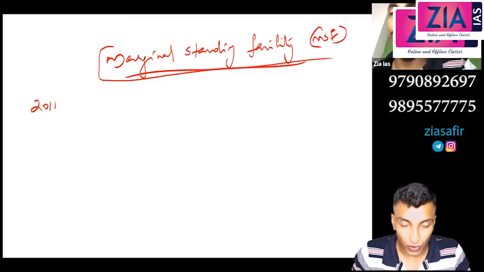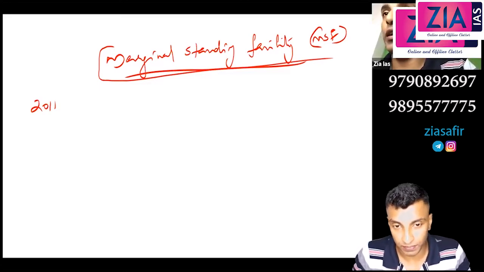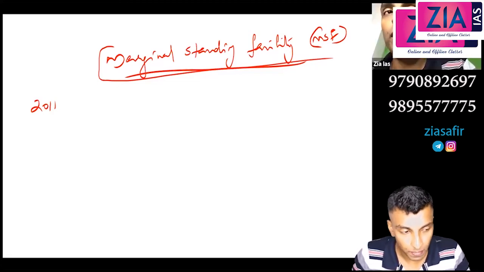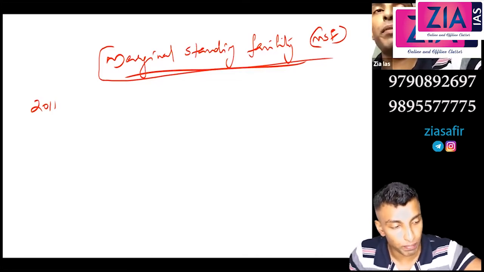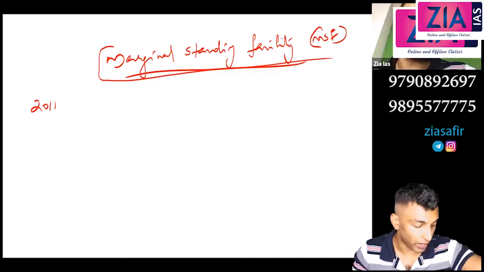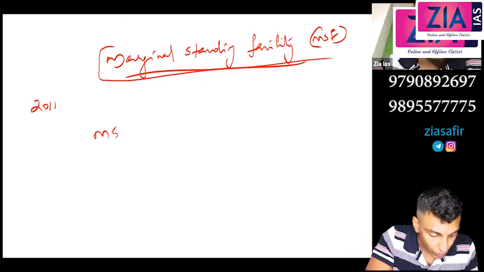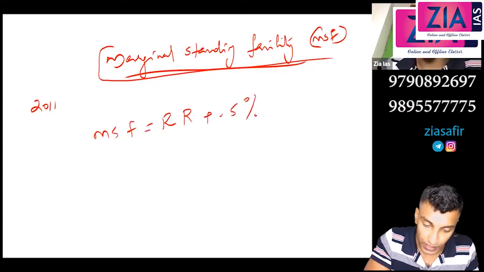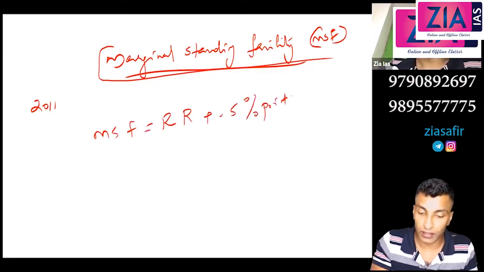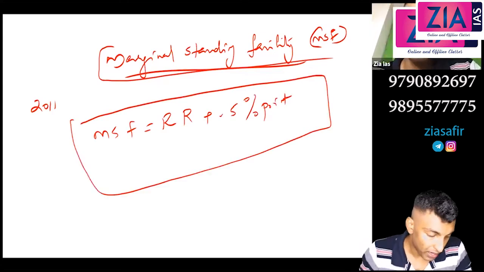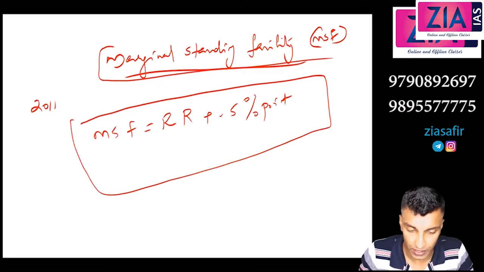So what do you think? Which one will you have to pay more interest on, MSF or repo? So MSF, because you get some relaxation in MSF, right? When there is relaxation, you need to pay more for that. Your SLR requirement is not compromised, so you need to pay more interest. So MSF is equal to repo rate plus 0.5 percentage point. That means if repo is 4%, MSF is 4.5%.